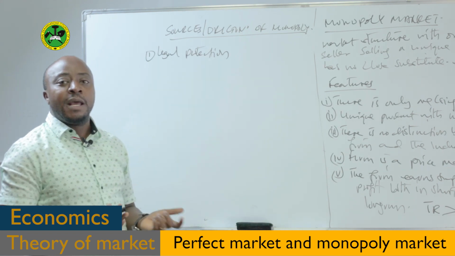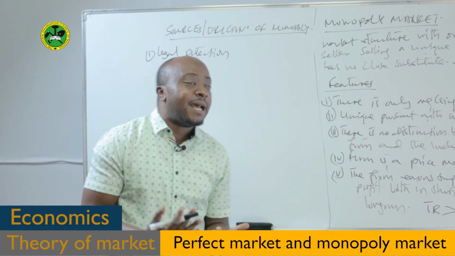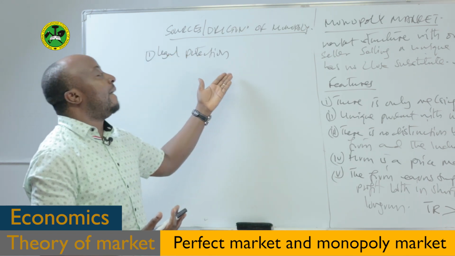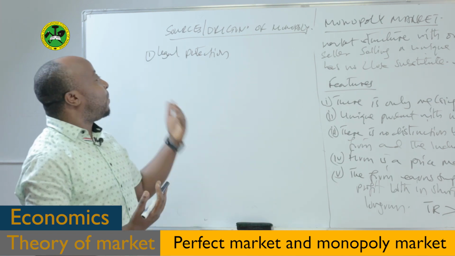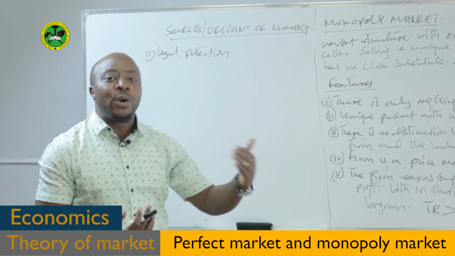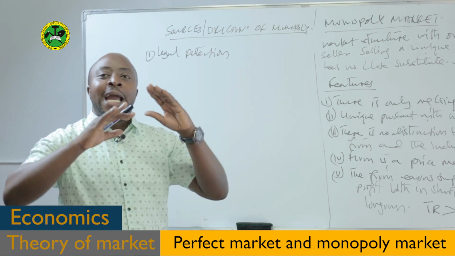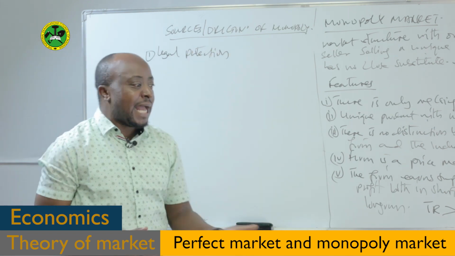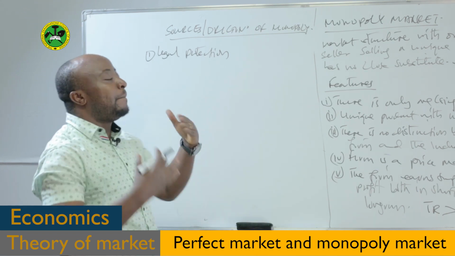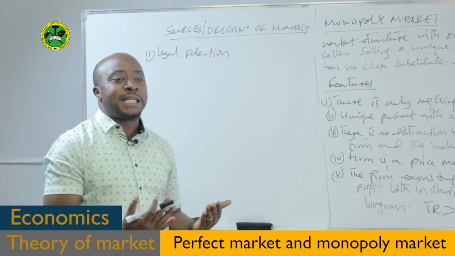For example, TANESCO. TANESCO is not getting competitors because it has been legally protected by the government. That's why no one is allowed to produce and supply or distribute electricity around the community, because TANESCO has got that responsibility, and the existence of TANESCO has been protected legally by the government. That is by law.